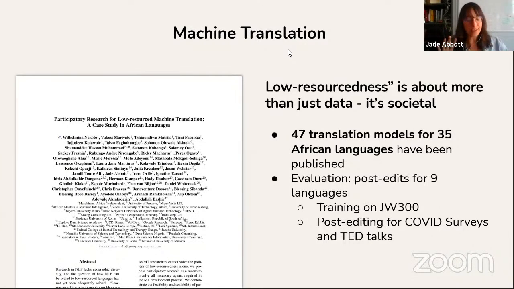I'll go through some of our major successes. The first one is a paper in machine translation, which was our seminal paper. It also served as a position paper, called Participatory Research for Low-Resourced Machine Translation. The message there is that low-resourcedness is about more than just data. It's a societal problem. To tackle this, we positioned that we need to not just build models for languages, but include the people who understand those languages as part of the pipeline, so that they can bring their experience and knowledge to the research. This is one of the fundamental lessons of Masakhane.